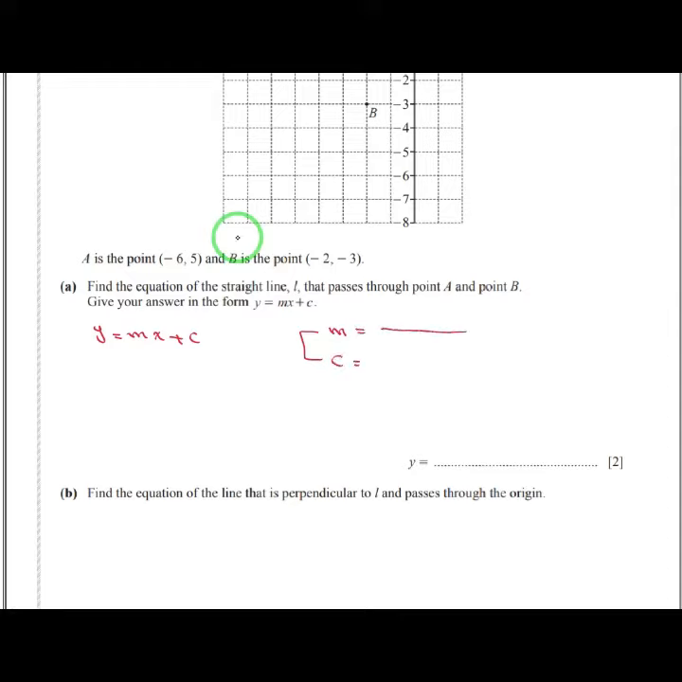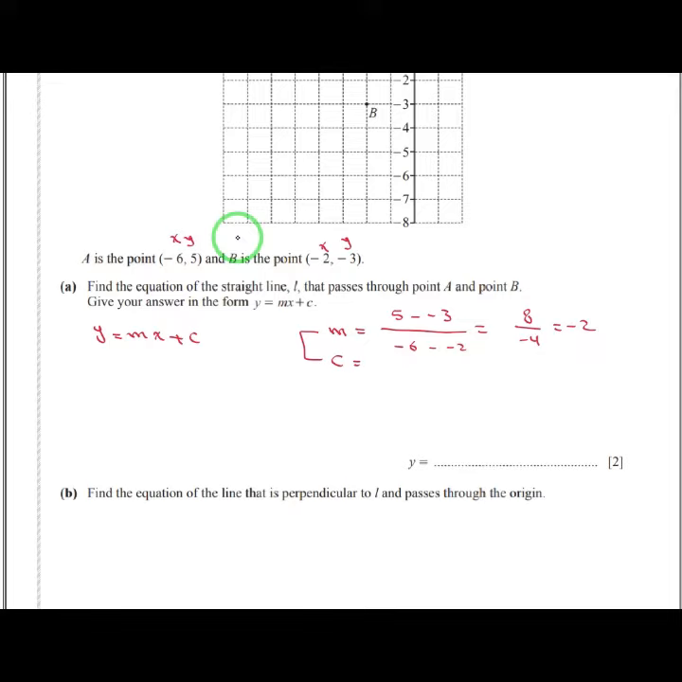To find the gradient we have 2 points, x and y, and another x and y. So I do 5 minus negative 3 over negative 6 minus negative 2. On the calculator, this will give 8 and this will give negative 4, so the slope is negative 2.